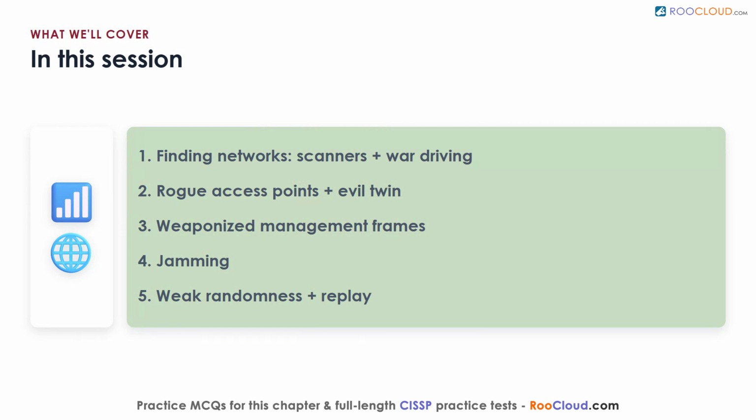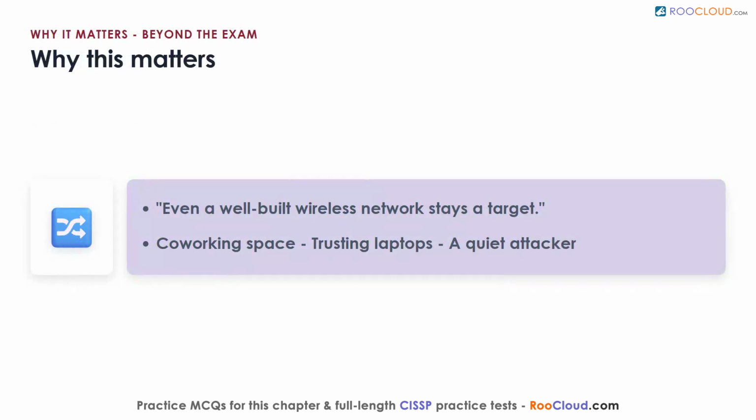We'll answer several questions. How does an attacker find your networks? What is a rogue access point? And how is an evil twin sneakier? How do management frames get weaponized? And what do jamming, weak randomness, and replayed traffic have in common? Why does this matter beyond the exam?